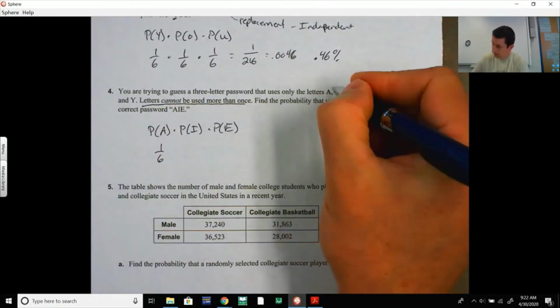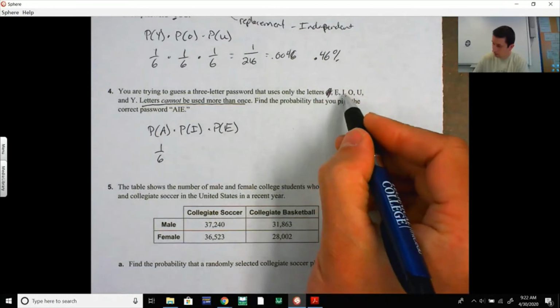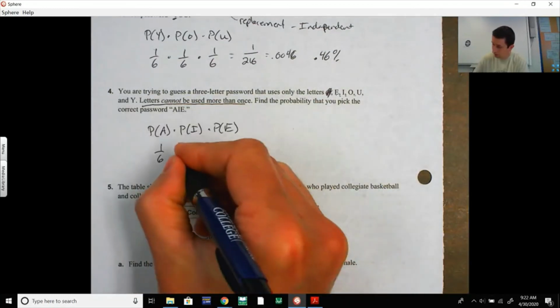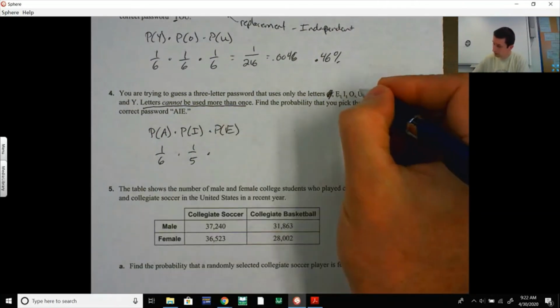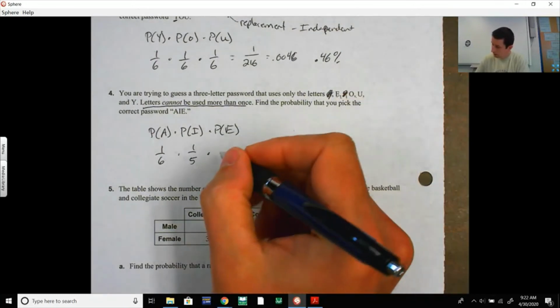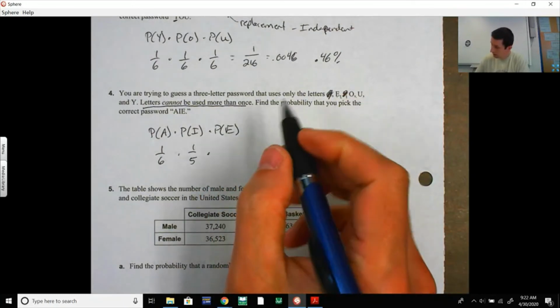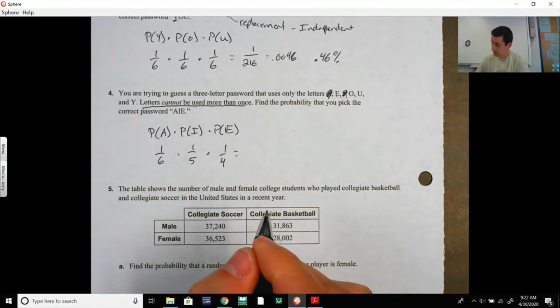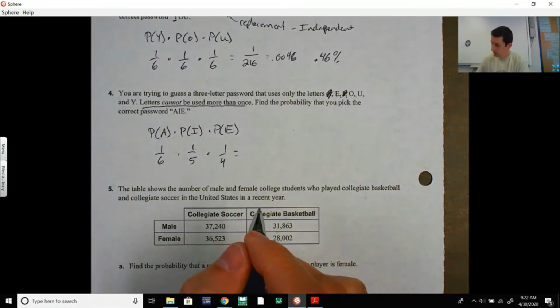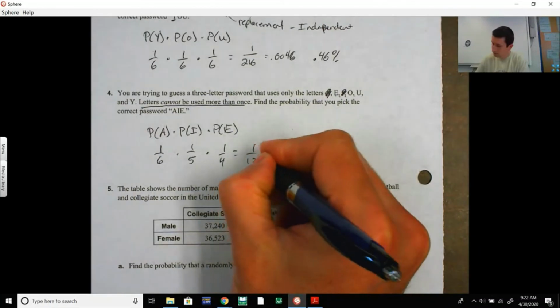Okay? Now we go to the I, the A is gone, we only have 1, 2, 3, 4, 5 letters, so the probability of I is 1 out of 5. The chances of picking I increase, and then the probability of E, the I is gone, and so that would be 1 out of 4. So 6 times 5 times 4 would be 24 times 5 would be 1 out of 120.